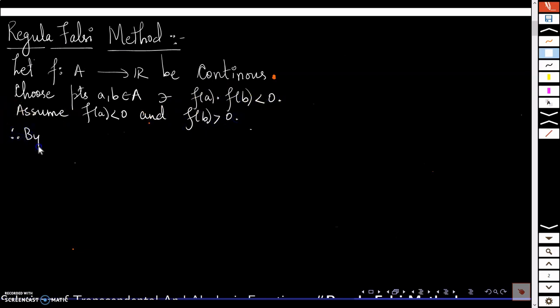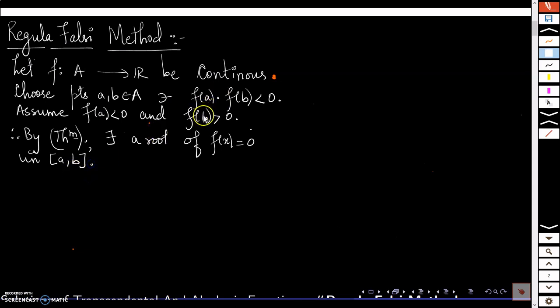Then by the theorem that I stated in the last video, that is the bisection method, f is continuous and f of a and f of b are of opposite signs, right? That means by this theorem there exists a root of the equation f of x equal to 0 inside the interval a comma b. So definitely there is a root inside the closed interval a comma b.